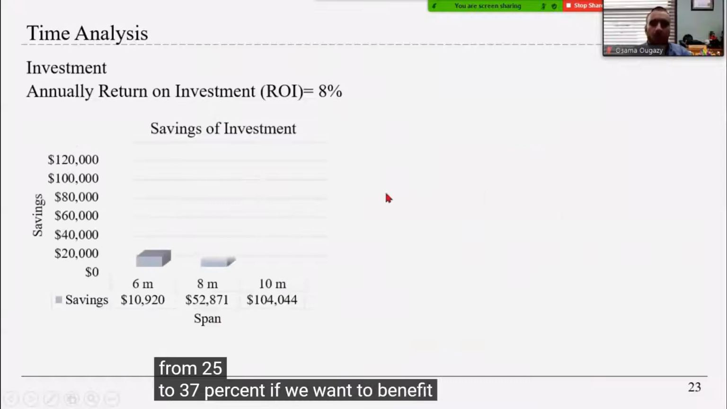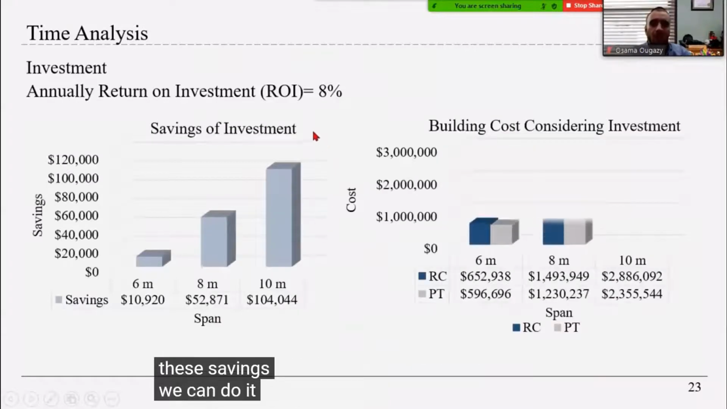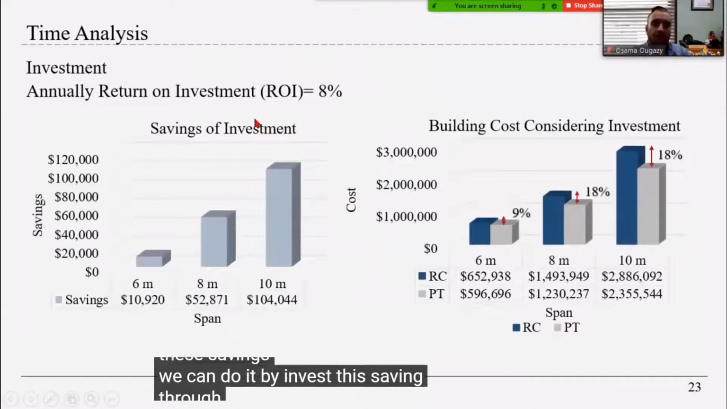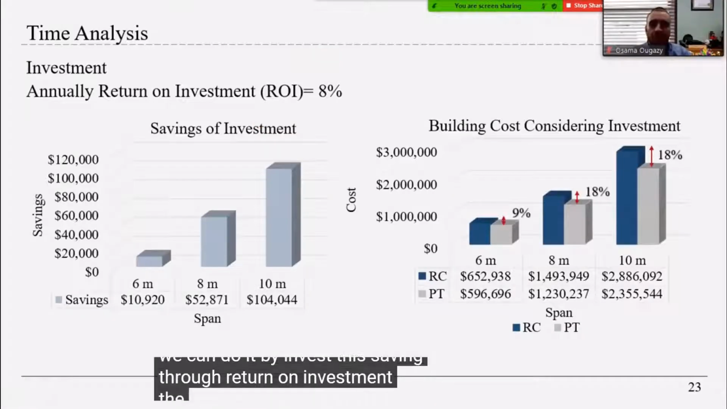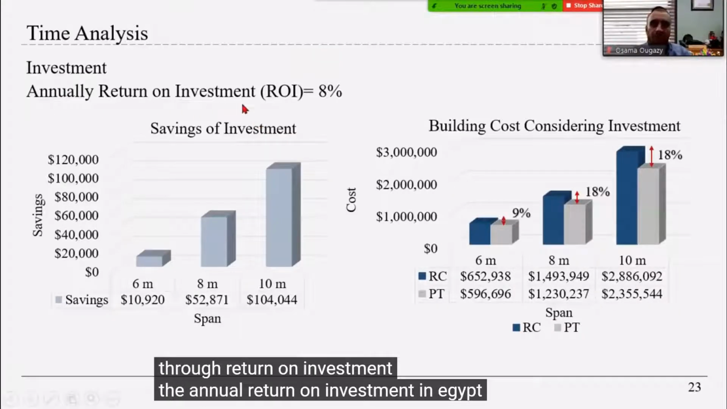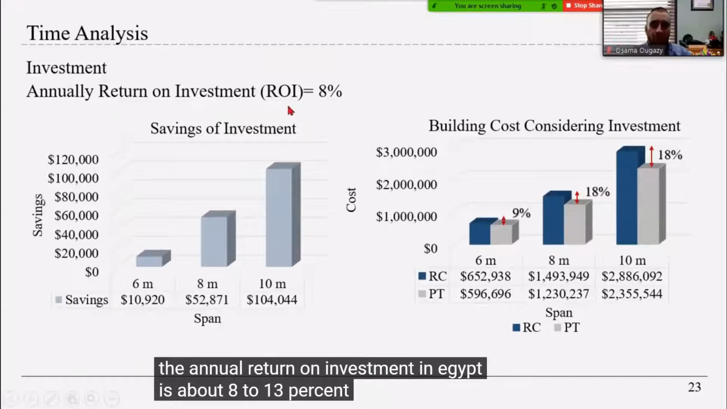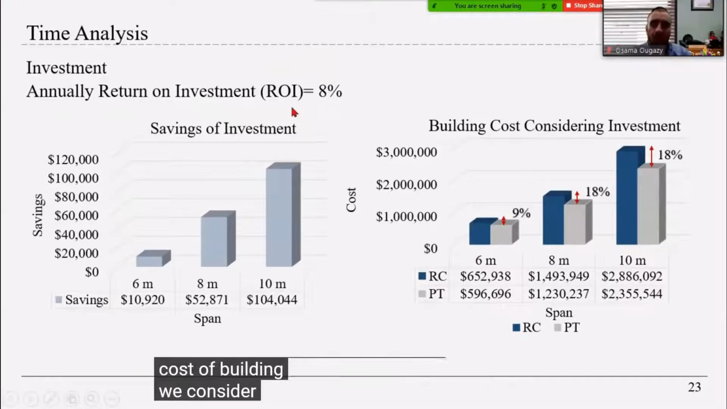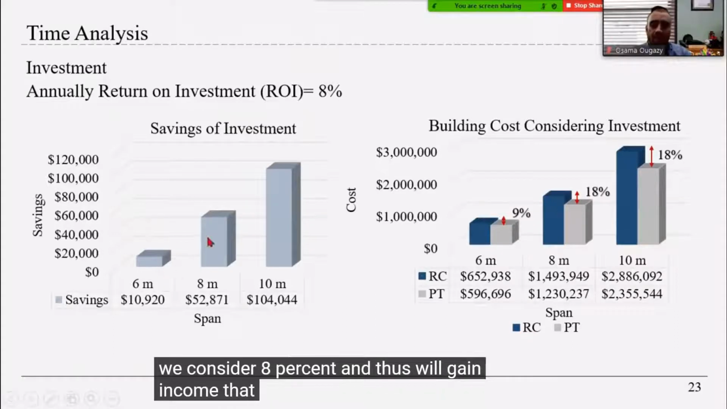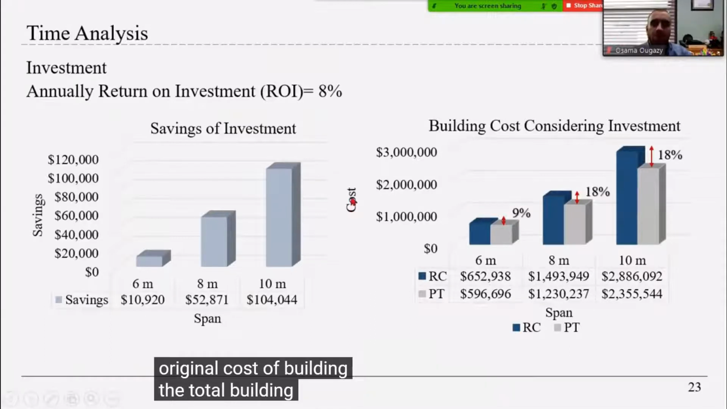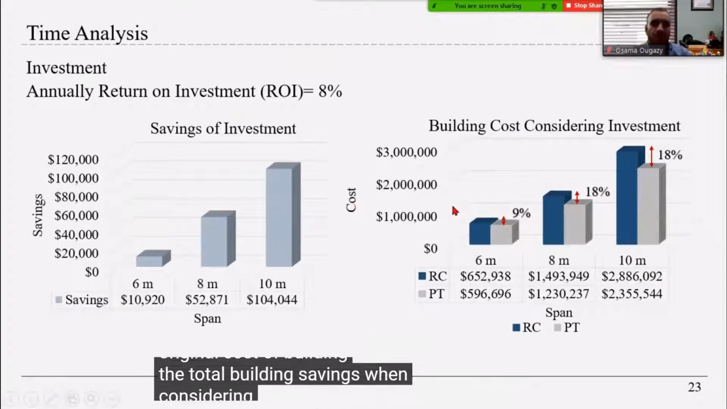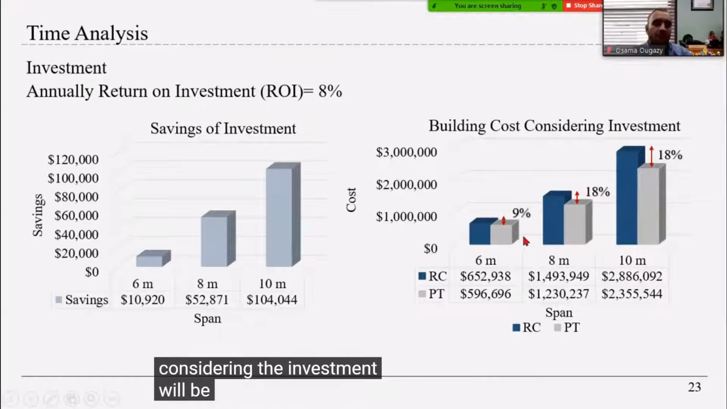If we want to benefit from these savings, we can do it by investing this saving through return on investment. The annual return on investment in Egypt is about 8 to 13% of the total cost of building. We consider 8%, and thus will gain income that can be deducted from the original cost of building. The total building savings when considering investment will be 9 to 18% instead of 7 to 15%.